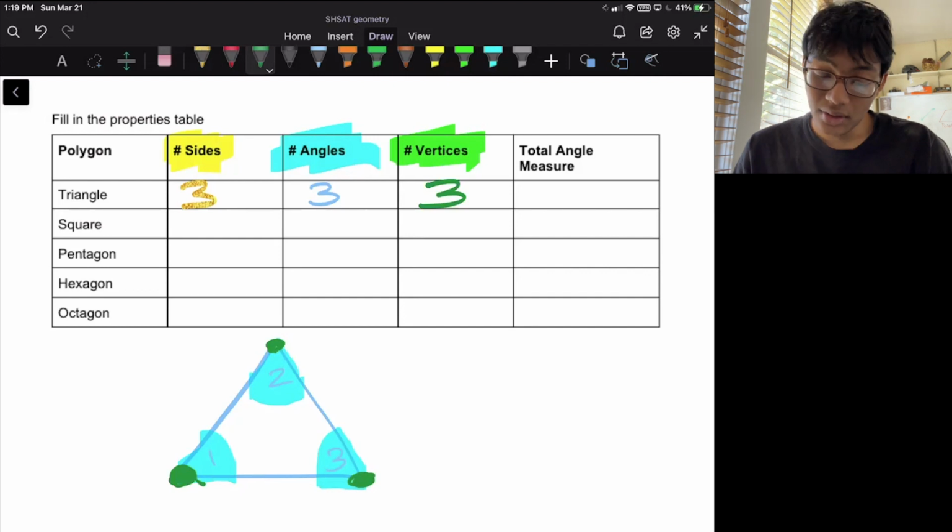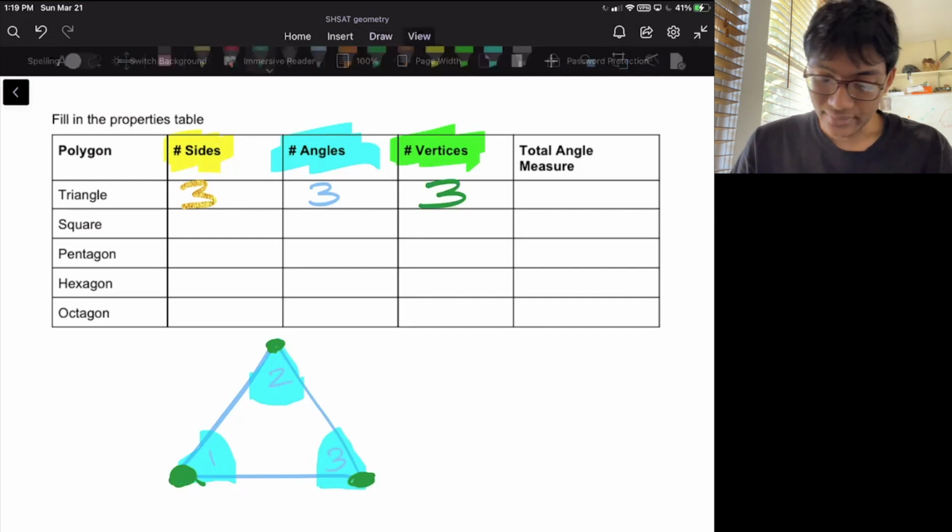And what about the total angle measure? Well, this one you just have to, if you do it enough times, you'll remember that the total angle measure of a triangle is 180 degrees.